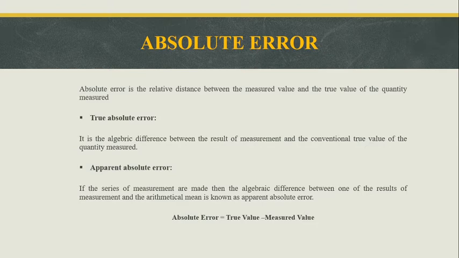Then what is the apparent absolute error? If we find out the value of a particular element through a series of measurements, then we take one value from the results and the arithmetic mean of all the results, and we get a difference. The algebraic difference between a particular value and the arithmetic mean value is known as apparent absolute error. It is the algebraic difference between one of the results in the series of measurements and the arithmetic mean of the series of measurements.